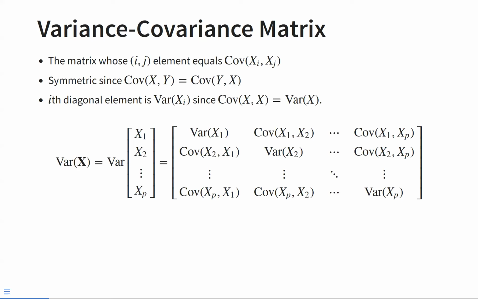The variance-covariance matrix of a random vector x is the matrix whose ij element is equal to the covariance between xi and xj. Because covariance is itself symmetric, the covariance of x and y is the same as the covariance of y and x, this matrix is likewise symmetric. Its ith diagonal element is the variance of xi, and that's because the covariance of anything with itself is just the variance of that thing.